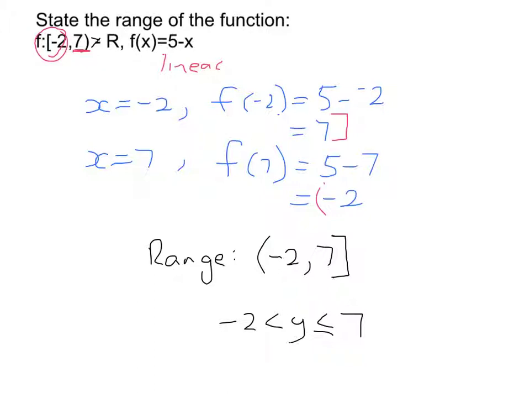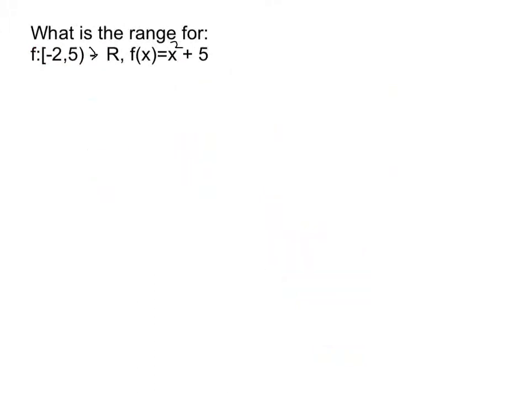We'll move on to the next question. What is the range for this particular function where we have a domain of -2 through to 5 mapping onto any real number, and this function is x squared take away 5, so we have a quadratic. So we need to actually consider the shape of the graph for this one to start with.